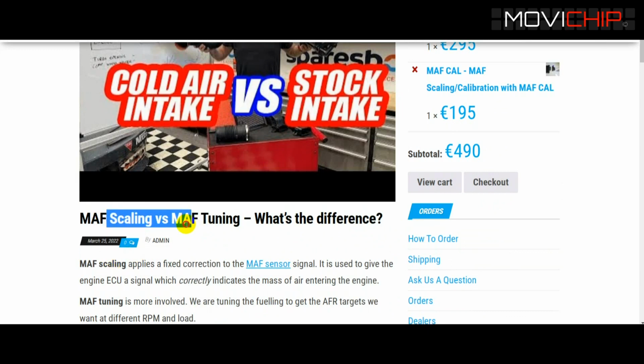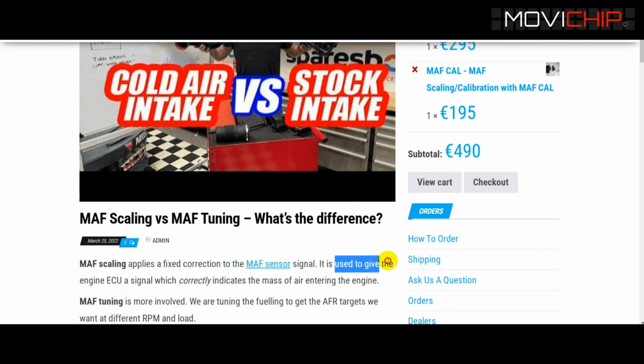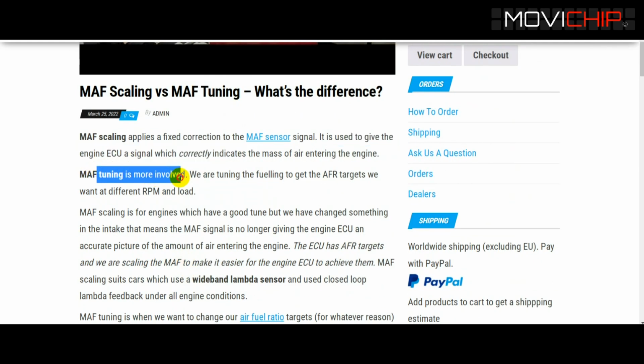MAF scaling versus MAF tuning. What is the difference between the two? MAF scaling applies a fixed correction to the MAF sensor signal. It is used to give the engine ECU a signal which correctly indicates the mass of air entering the engine. MAF tuning is a bit more involved.